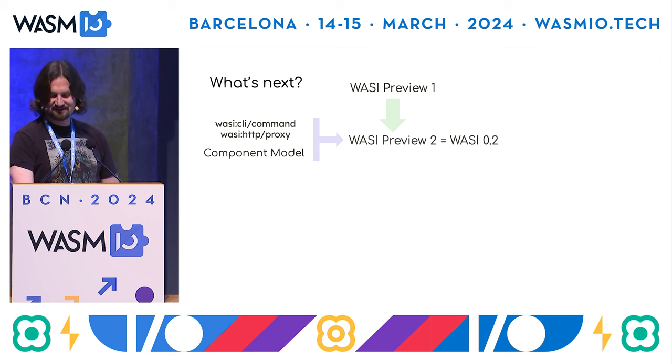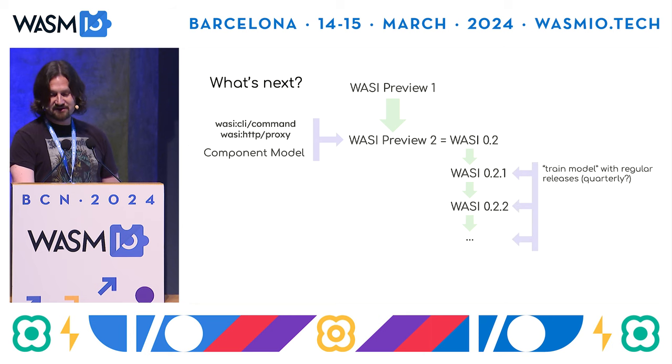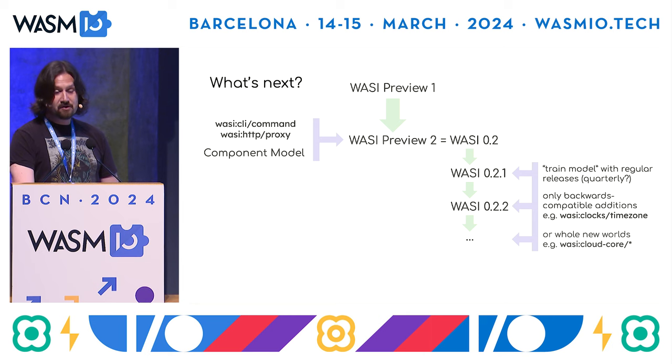What's next? Well, there are two parallel tracks of work we want to undertake. The first is a sequence of minor releases extending 0.2. The idea here is to have more of a train model with regular releases, say quarterly, where we're only making backwards compatible additions, like adding a time zone interface to the WASI clocks proposal, or defining whole new worlds, like in the WASI Cloud Core proposal.